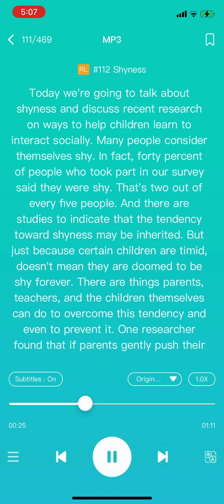But just because certain children are timid doesn't mean they are doomed to be shy forever. There are things parents, teachers, and the children themselves can do to overcome this tendency, and even to prevent it. One researcher found that if parents gently push their shy children to try new things, they can help these children become less afraid and less inhibited.